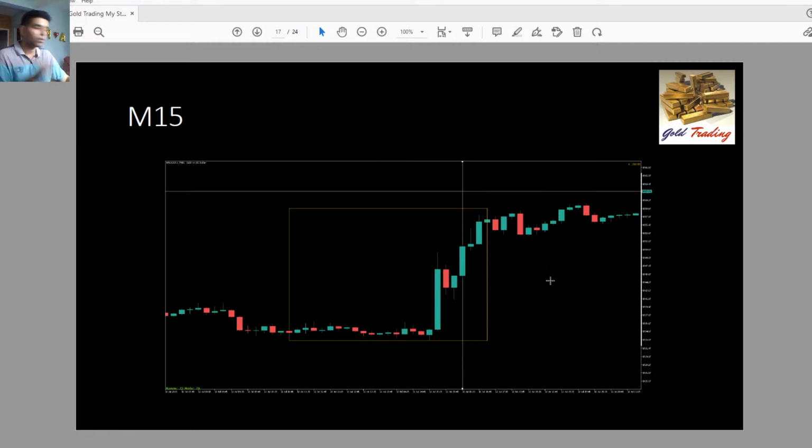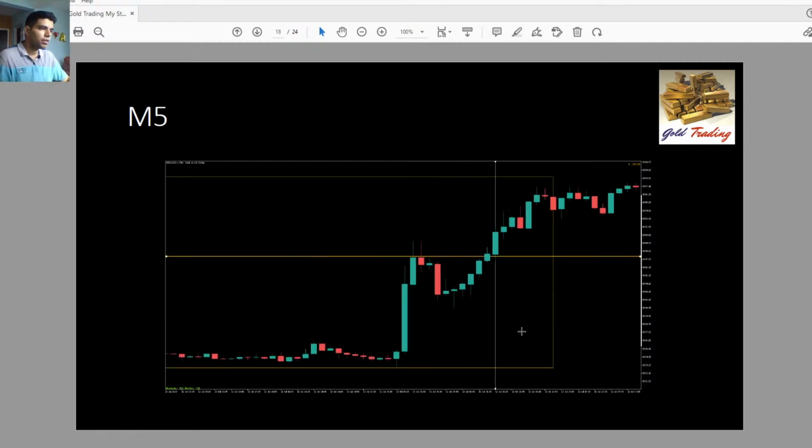Okay guys, so we also scan for M5. When we scan for M5, it's really nice. It gives us a signal for early entry.